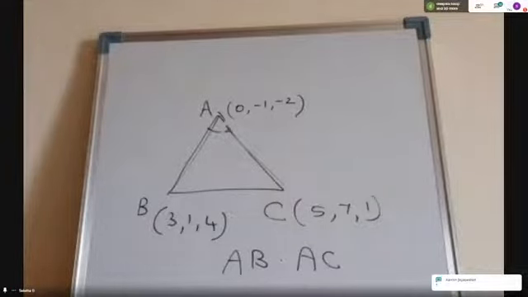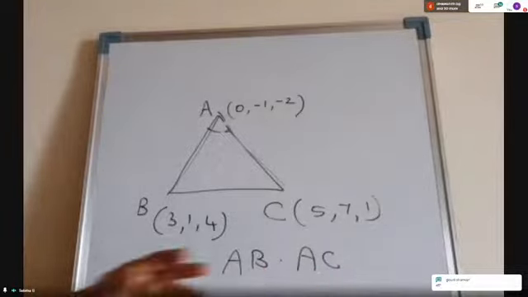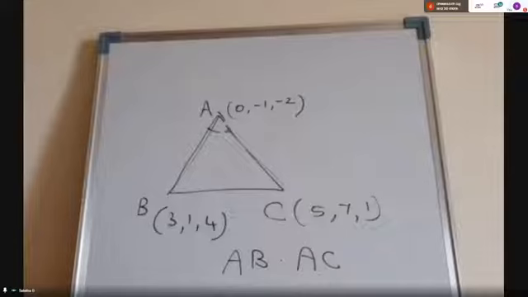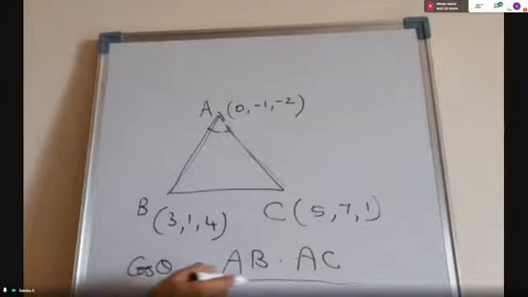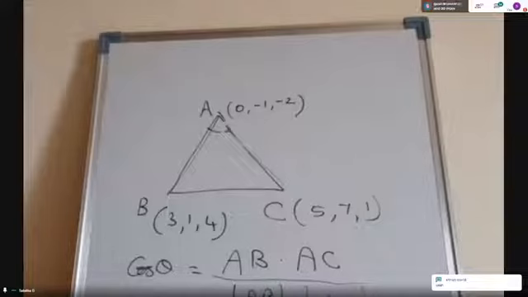Now, what is the angle between AB and AC? Let it be theta. Cos theta equals AB dot AC by mod AB mod AC. What is AB dot AC?